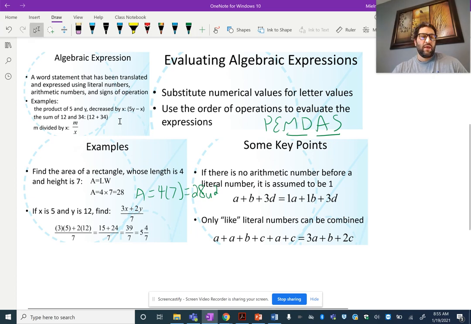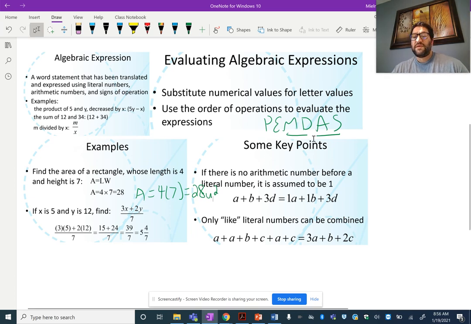squared. Okay, second one, if x is 5 and y is 12, find 3x plus 2y over 7. This is a much better way to show it. So you put 5 in for x, 12 in for y. You use your order of operations. So 3 times 5 gave you the 15. 2 times the 12 gave the 24. Order of operations, again, means add the top. So 39 over 7, which can be reduced to 5 and 4 sevenths. Those are just some quick examples of substitution in algebraic expressions.